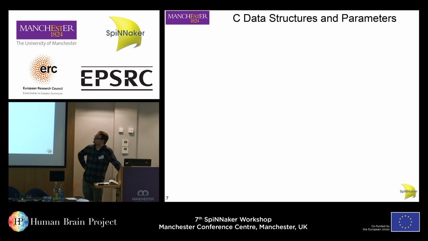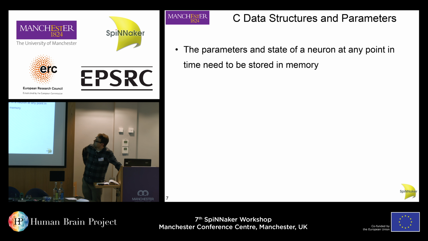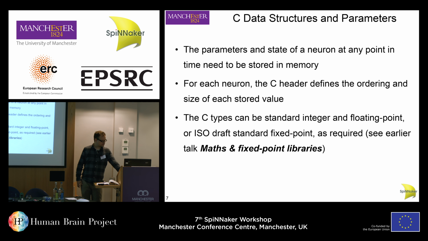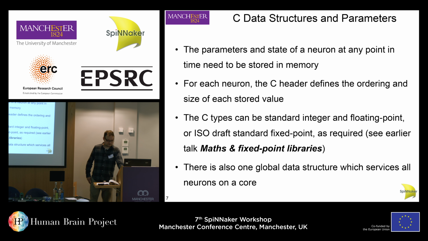Michael will have mentioned this a little bit earlier as well, but basically the parameters and the state of a neuron at any point in time, so at any time step, need to be stored in memory. And for each neuron, the C header is what defines the order and the size of each stored value. And these types, as Michael talked about earlier as well, can be standard integer, floating point, or fixed point as required. And then we also have a global data structure that services everything.